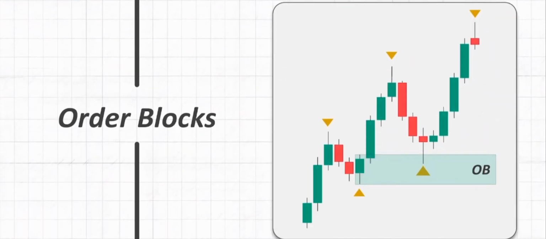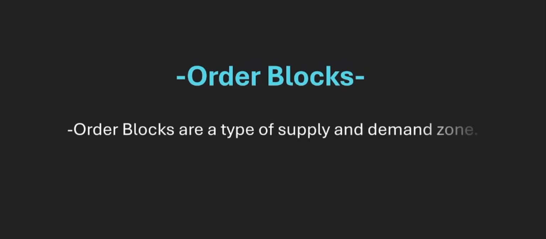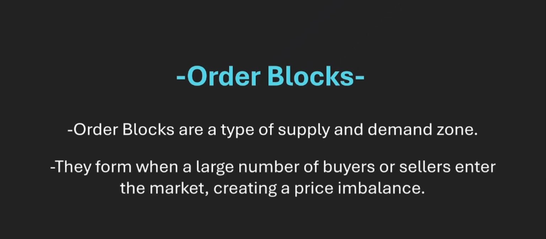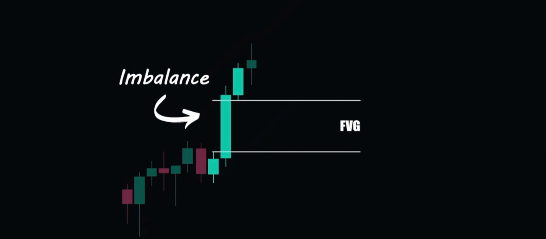Number 4. Order blocks. Order blocks are a type of supply and demand zone, but they form when a large number of buyers or sellers enter the market, creating a price imbalance. The imbalance between buyers and sellers can be seen through fair value gaps.